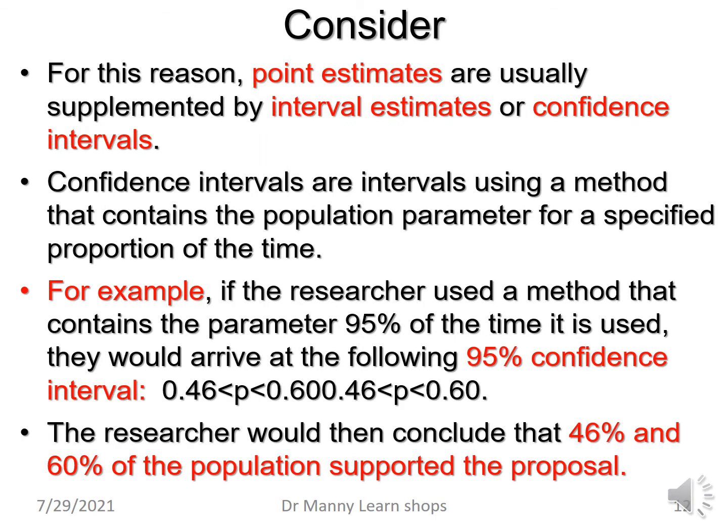For this reason, point estimates are usually supplemented by interval estimates or confidence intervals. Confidence intervals are intervals using a method that contains the population parameter for a specified proportion of time. For example, if the researcher used a method that contains the parameter 95% of the time it is used, they would arrive at the following 95% confidence interval. The researcher would then conclude that between 46% and 60% of the population supported the proposal.